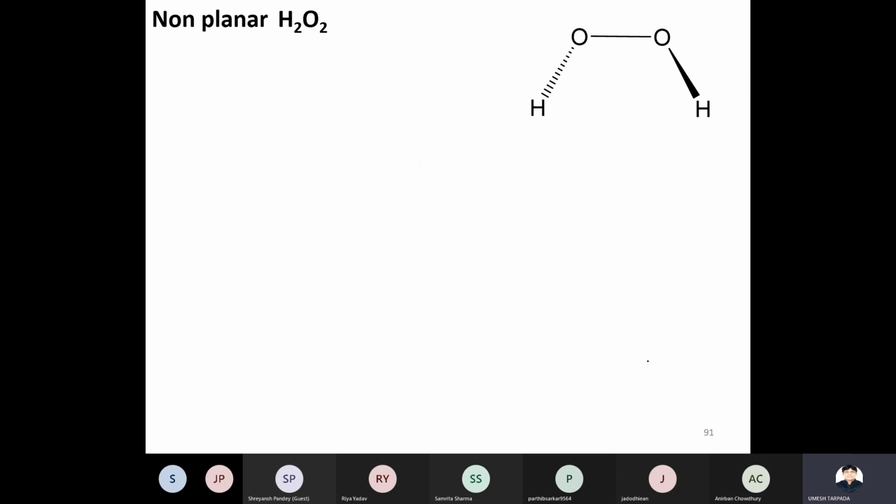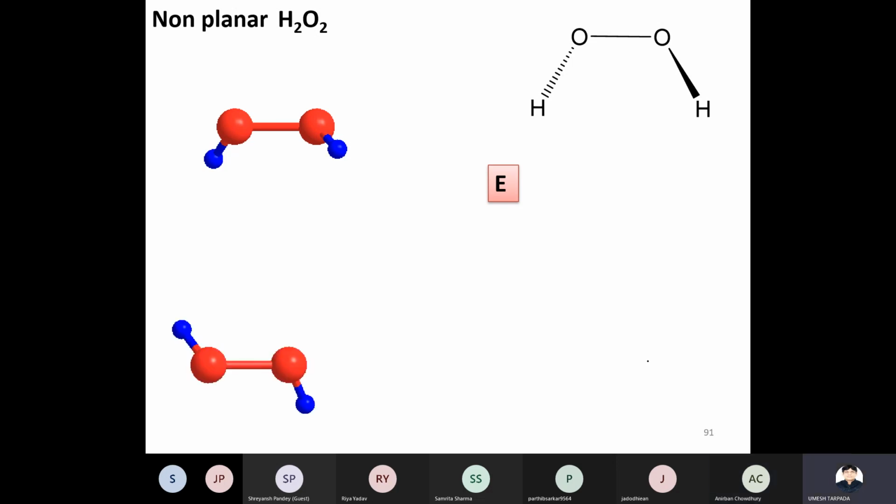What is the point group for this H2O2? They are non-planar geometry. There is no plane. See, one dash and wedge projection is there. So you can say that there is no plane of symmetry. So the point group becomes E, only C2. The C2 axis is there. Of course, you can give the rotation of 180. This is on your side, so this goes to the back side, and this comes to the front side. The C2 axis is there. So it has point group only C2.